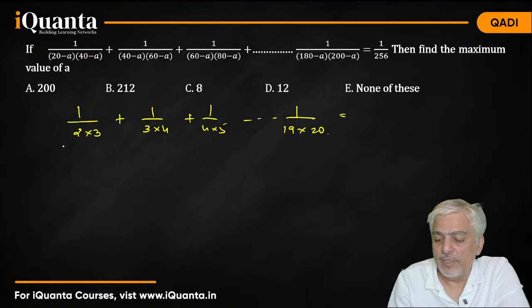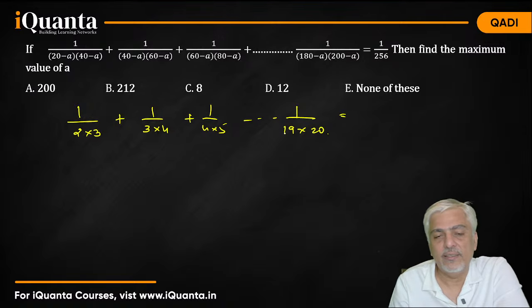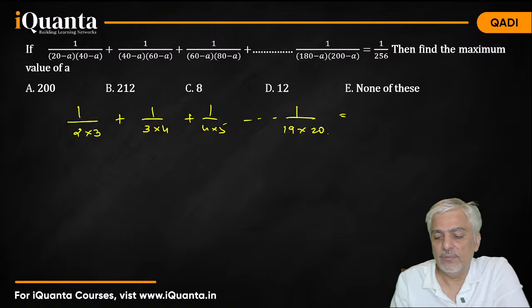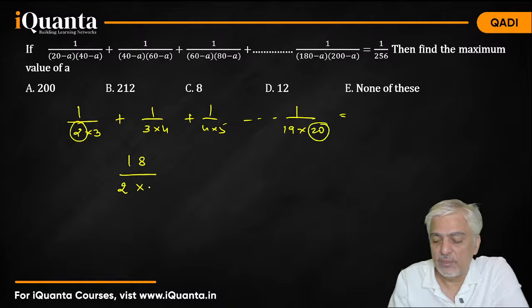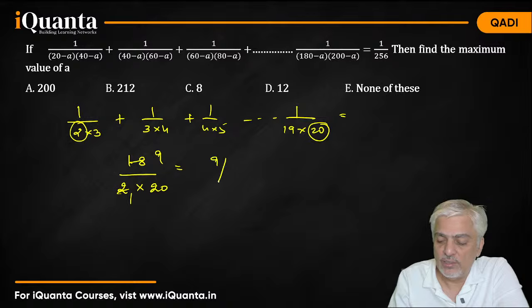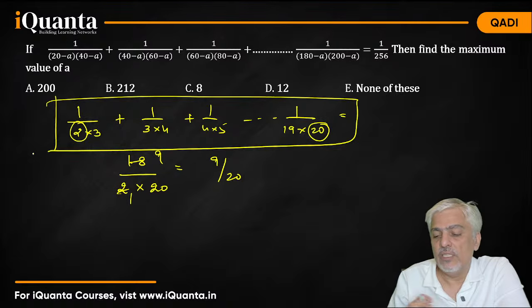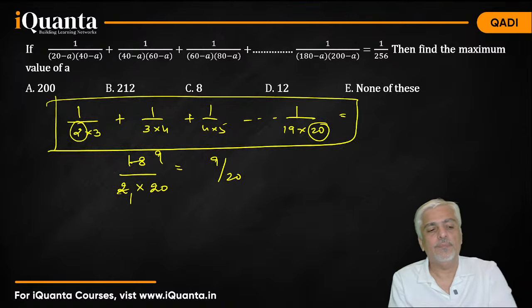Sum of all numerators. So this is 2 to 19. 2 to 19 is how many terms? 18 terms. So sum of all numerators is 18 upon first term of the first denominator into last term of the last denominator. So the answer is 9 upon 20 for this question. Apply the same logic and try and do the above question.